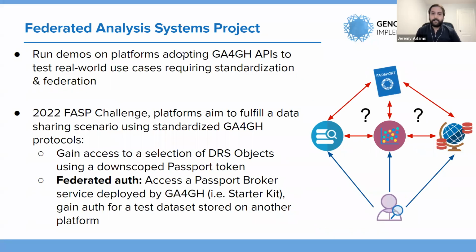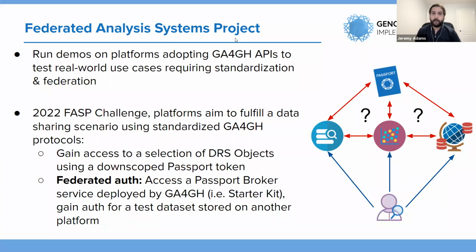The Federated Analysis Systems project, I just wanted to give a quick talk about this. Federated Analysis Systems Project, or FASP for short. It's a GA4GH community in which scientific use cases requiring standardization and federation are demoed on real-world data platforms, such as Seven Bridges, Elixir, and DNAstack platform. In previous years, we ran what we called the horizontal and vertical demos to demonstrate workflow interoperability and reproducibility of scientific data.